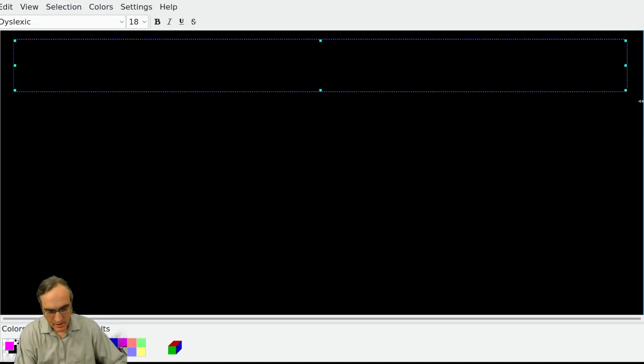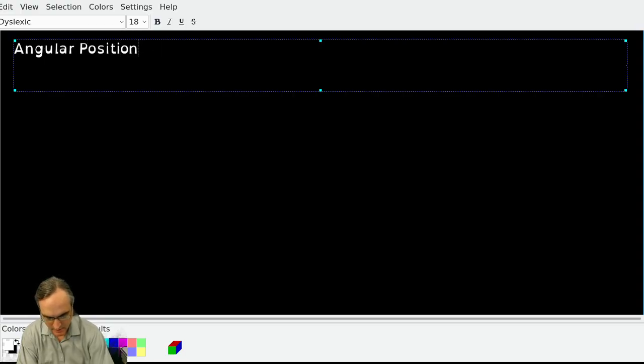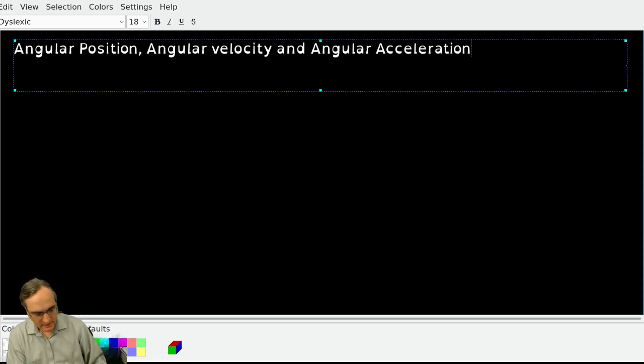Okay, so since this is a new chapter, we've got a bunch of definitions to start off with, and to begin with, oops, I'd rather have that be a different color. Angular position, angular velocity, and angular acceleration.